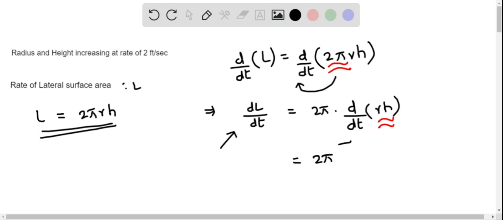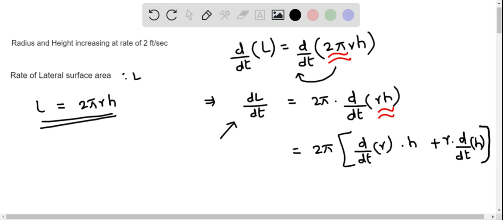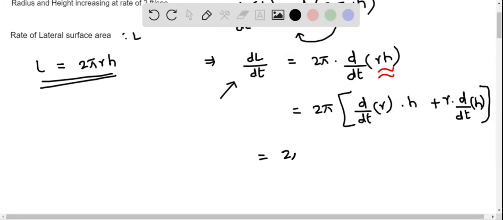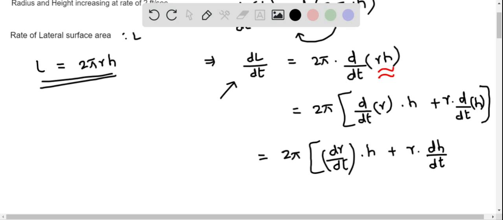So I have 2 pi times, I put a square bracket. First, I have to find the derivative of r with respect to time. So I write derivative of r with respect to time. Multiply this with the h, and then I keep the radius as it is, that is r, and then multiply with the derivative of h, that is d by dt of h. Let's simplify this. So this gives 2 pi times dr over dt times h plus r times the derivative of h with respect to time, dh over dt.